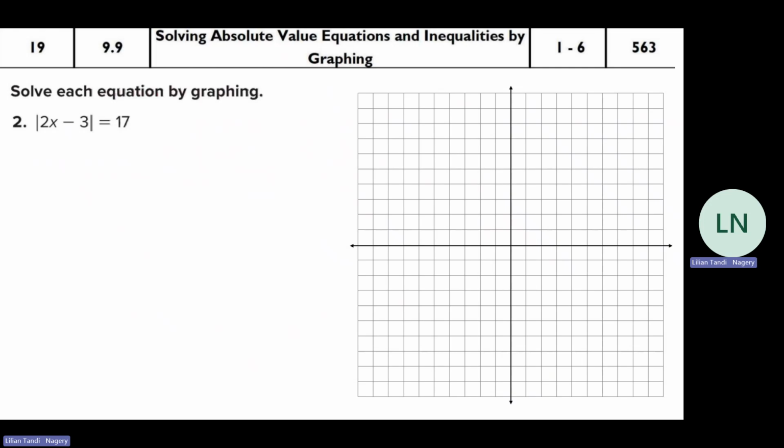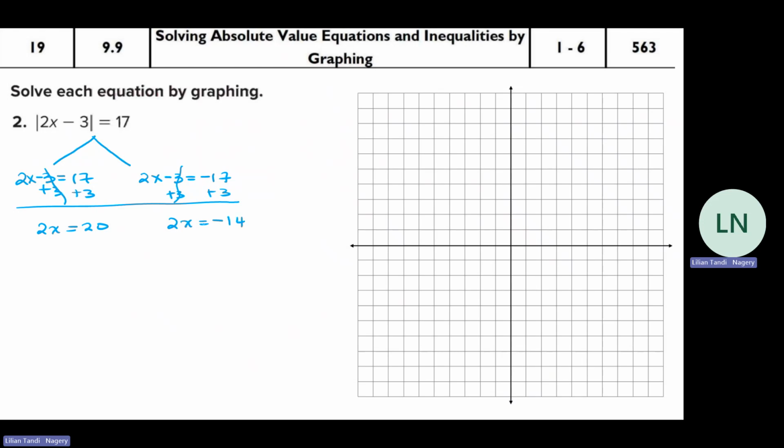Okay, we move on. Same thing here. I do case 1, case 2. So 2x minus 3 equals 17. 2x minus 3 equals negative 17. Plus 3, plus 3, plus 3, plus 3. What do I get? This goes away. 2x equals 20. This goes away. 2x equals negative 14. Divide by 2, divide by 2, divide by 2, divide by 2. X is 10. X is negative 7. Okay? So I go, X is 10.